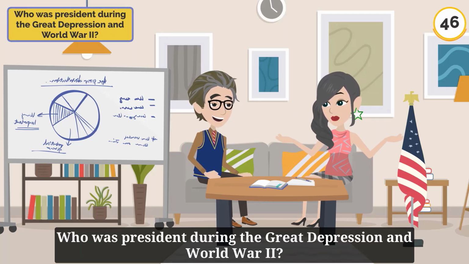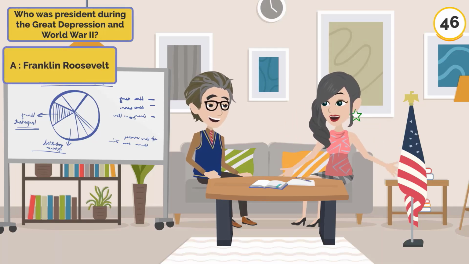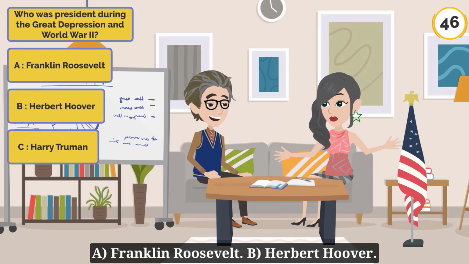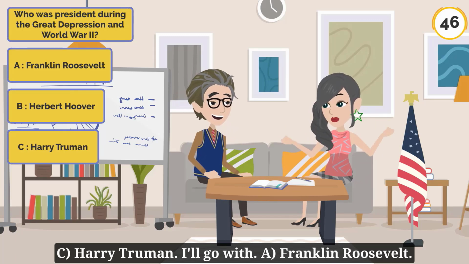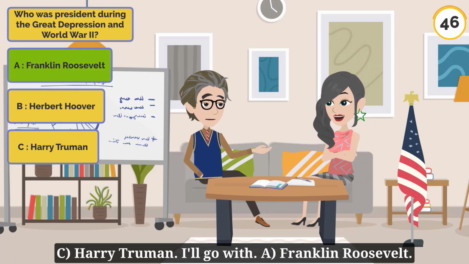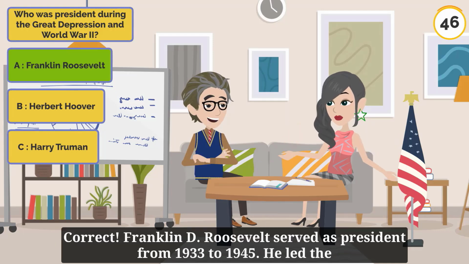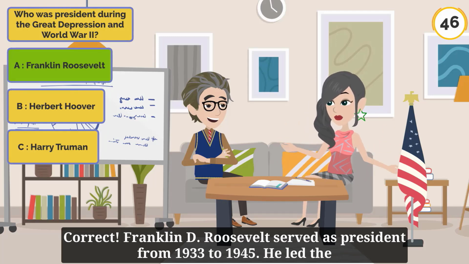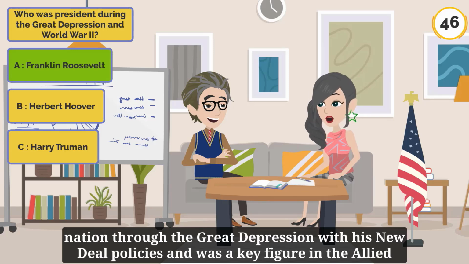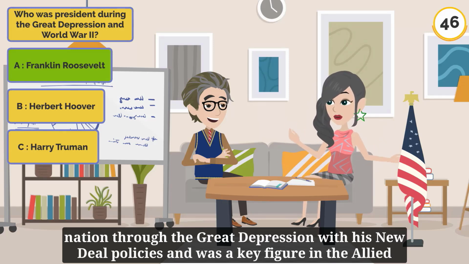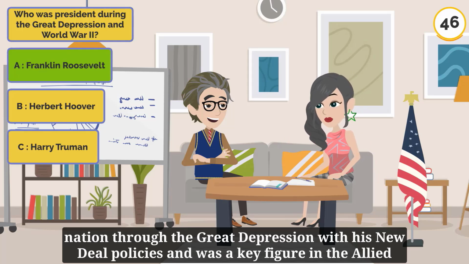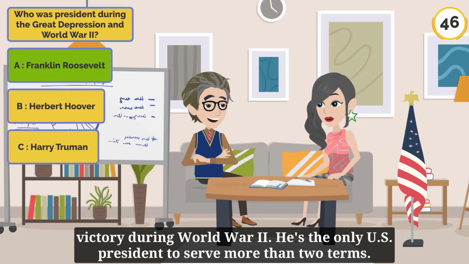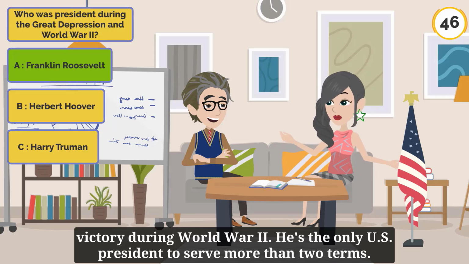Question 46. Who was president during the Great Depression and World War II? A. Franklin Roosevelt. B. Herbert Hoover. C. Harry Truman. I'll go with A. Franklin Roosevelt. Correct. Franklin D. Roosevelt served as president from 1933 to 1945. He led the nation through the Great Depression with his New Deal policies and was a key figure in the Allied victory during World War II. He's the only U.S. president to serve more than 2 terms.